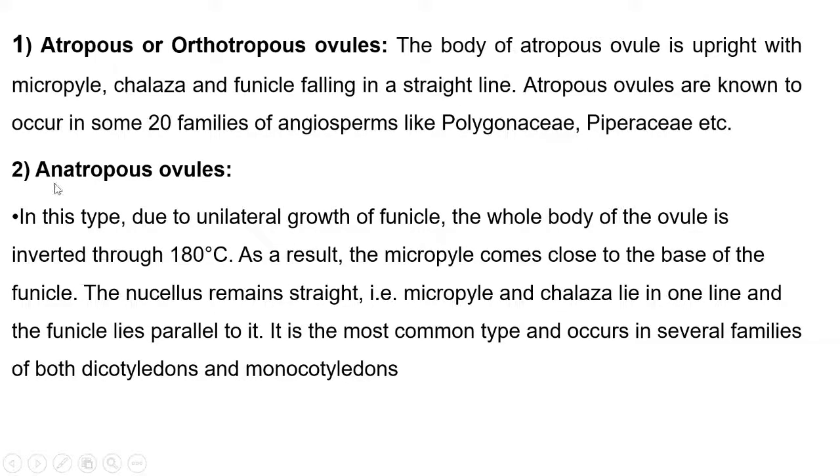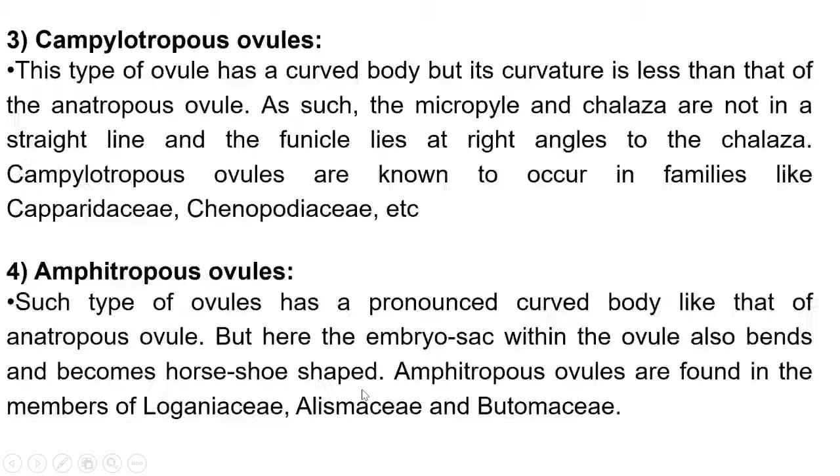The second type of ovule is anatropous. In this type, due to unilateral growth of the funiculus, the whole body of the ovule is inverted through 180 degrees. As a result, the micropyle comes close to the base of the funiculus. The nucellus remains straight, that is micropyle and chalaza lie in one line, and the funiculus lies parallel to it. It is the most common type and occurs in several families of both dicots and monocots.